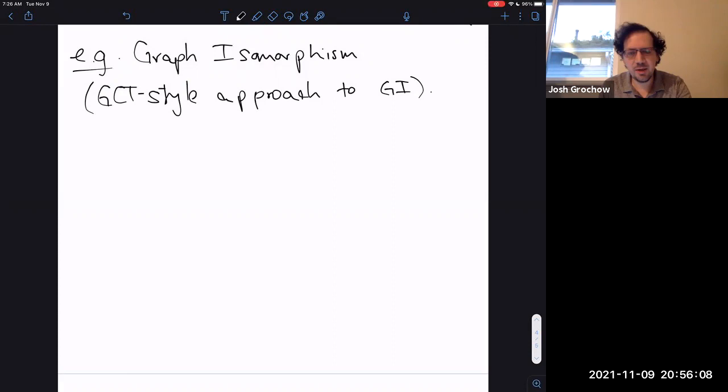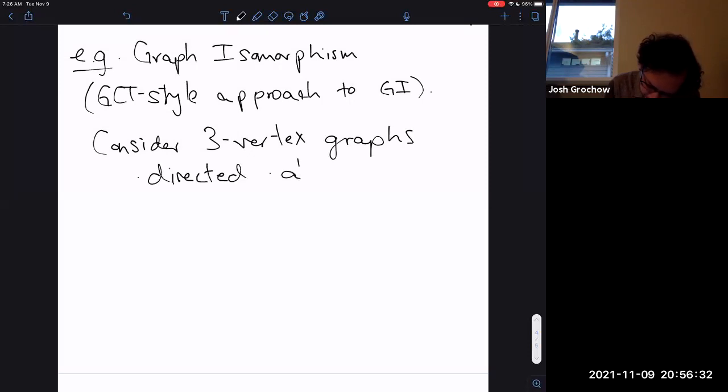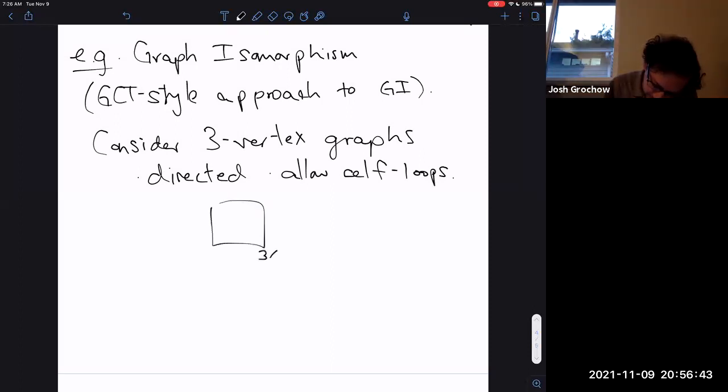And for simplicity of the math, just to see this example, let's look at 3 vertex graphs. Okay, so we know the answer, right? But we don't know the representation theory yet. So consider 3 vertex graphs. And here we'll also do directed, and we'll allow self loops. Okay, so we really have any 3 by 3 0, 1 matrix as our adjacency matrix.